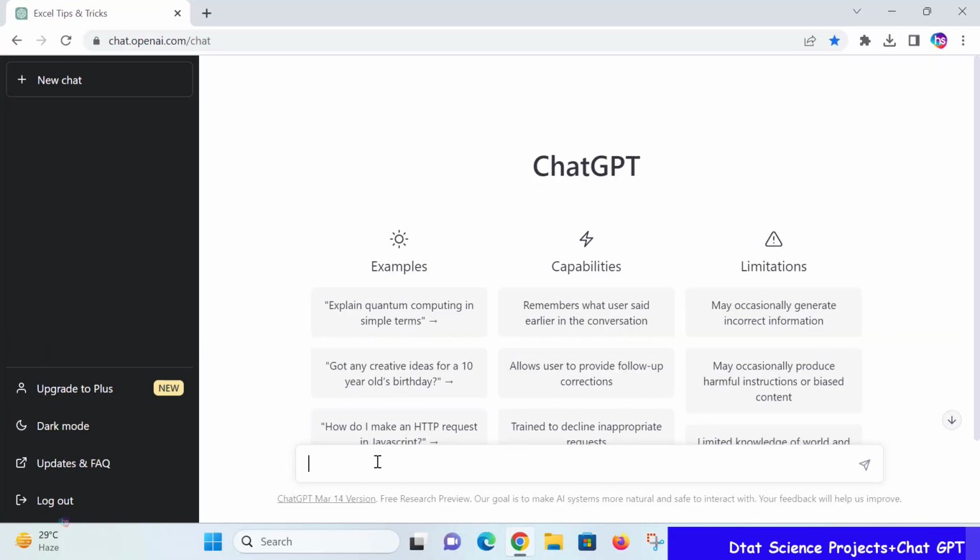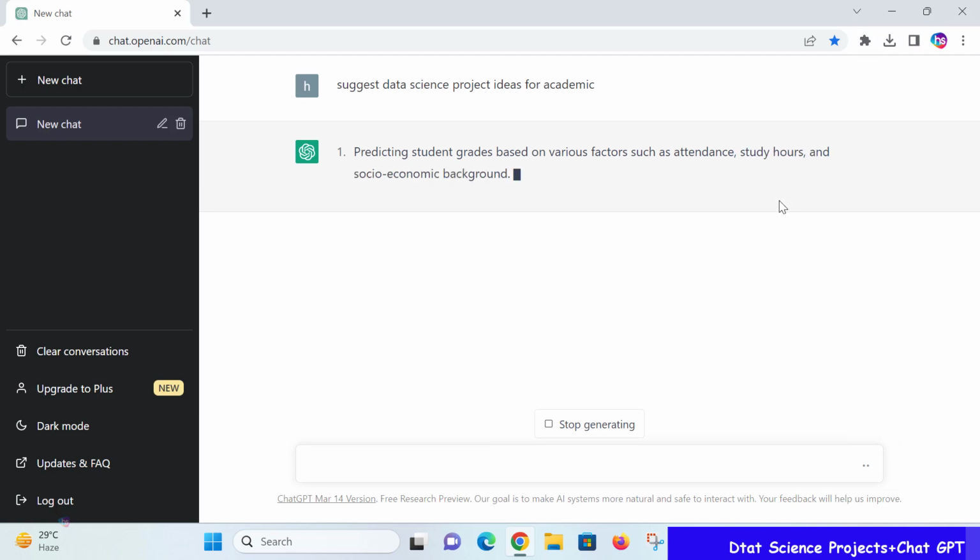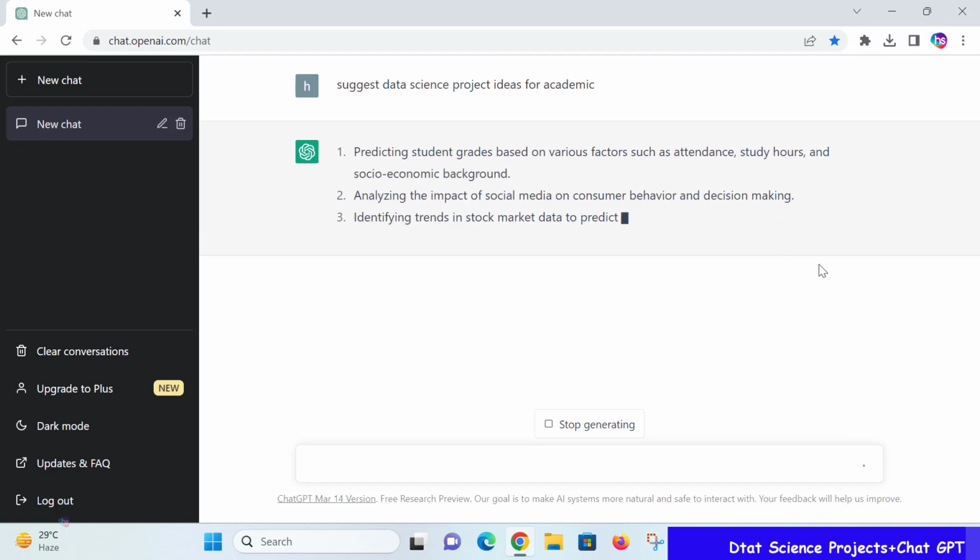See, with the help of ChatGPT, I'm just trying to get new ideas for data science projects. So, suggest data science project ideas for academic. So let's simply see what suggestions ChatGPT is giving us.